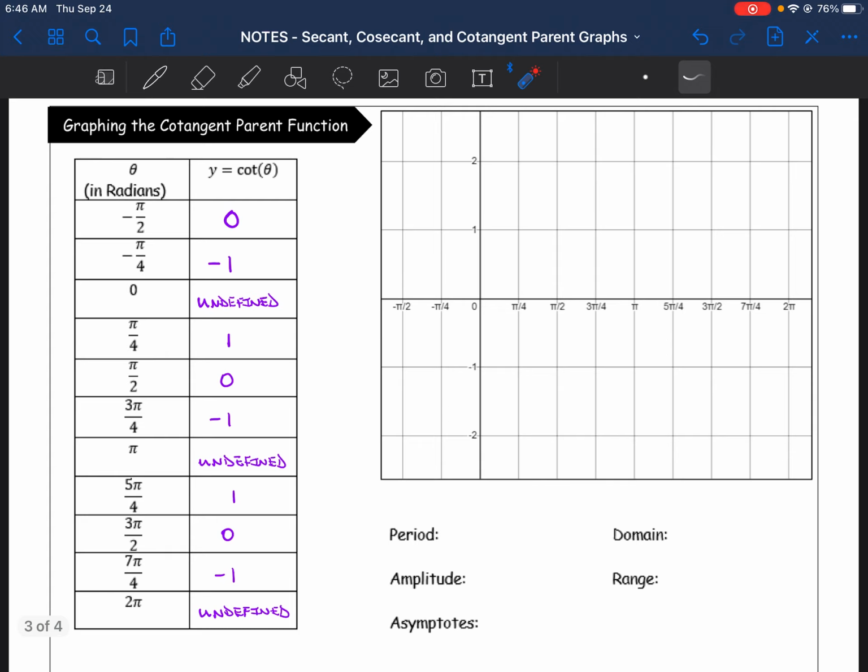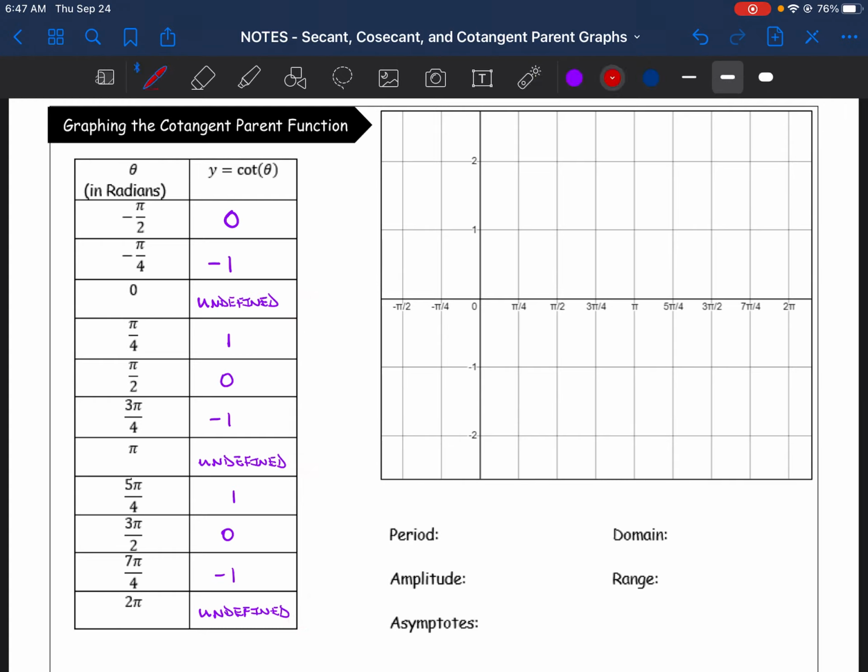All right, so again, here's our table for y equals cotangent of x or cotangent of theta. And let's go ahead and take these values and graph them on the coordinate plane provided. So let's use purple here. And once again, just like with secant and cosecant, we see these undefined values.